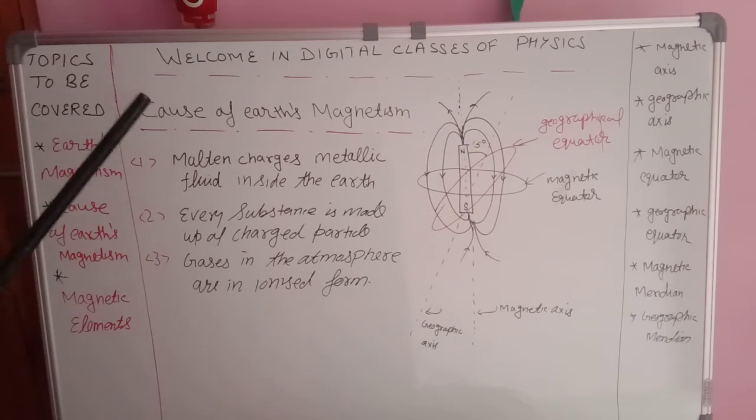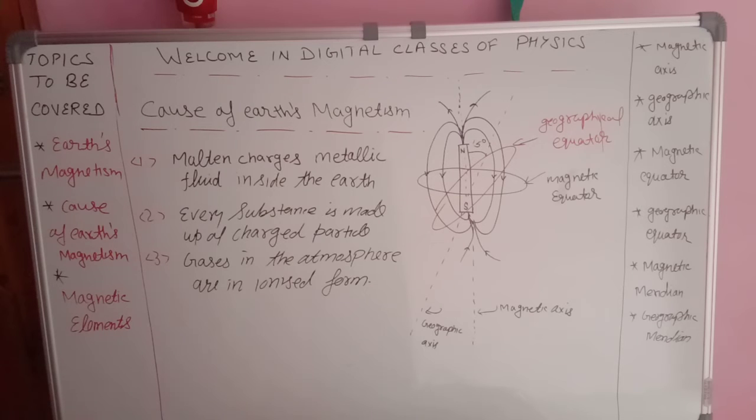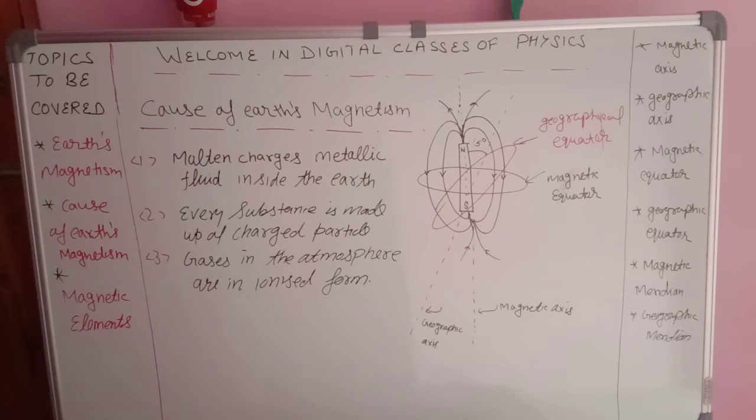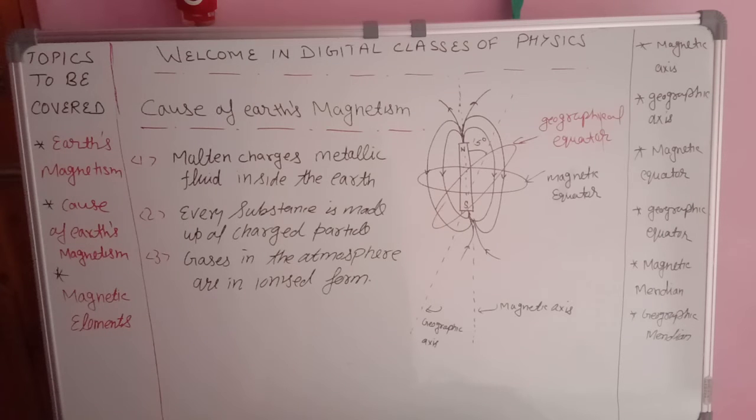Now the next question is, what is the cause of Earth's magnetism? Dear students, there are many causes; many scientists have given different reasons. Out of those I have written 3 reasons here. The first is molten charges in the metallic fluid inside the Earth. You know that inside the Earth there are metals which you extract from ores. So what is there in that metallic fluid? There are molten charges, and molten charges mean there are currents.